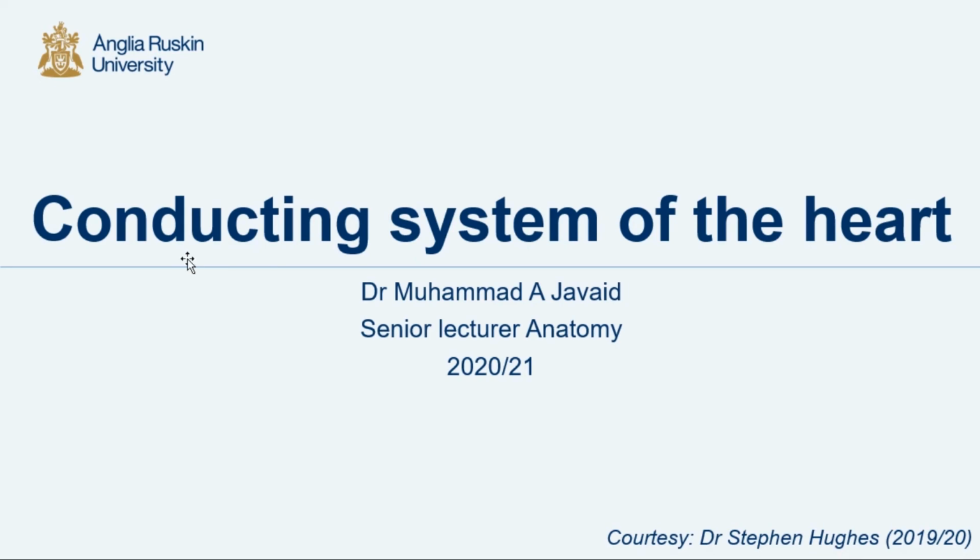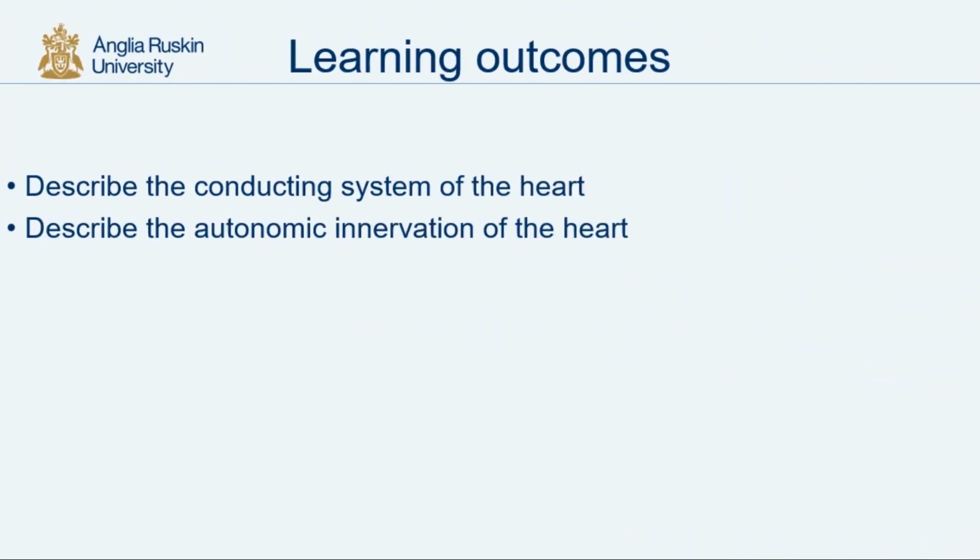This lecture is on the conduction system of the heart. As part of this lecture, we will talk about the anatomy of the conduction system of the heart. We will also see how the autonomic nervous system modulates the heart rate. So how does the sympathetic nervous system increase the heart rate and how does the parasympathetic nervous system decrease the heart rate.